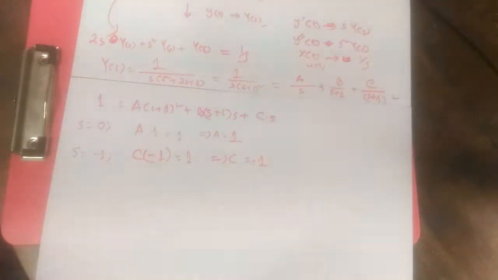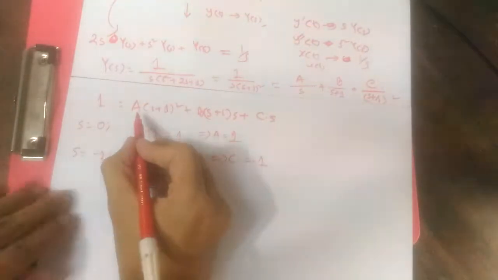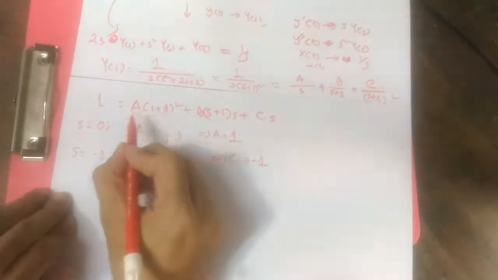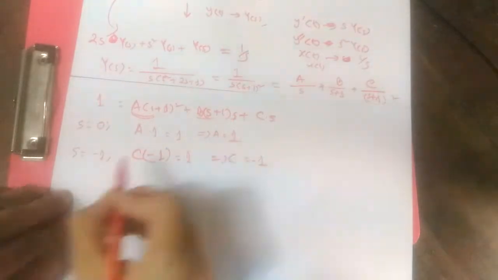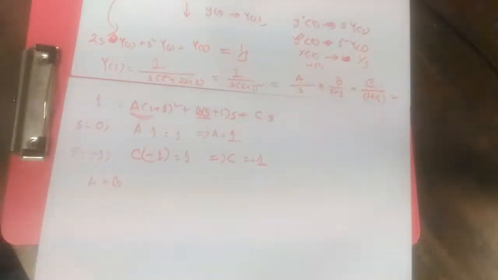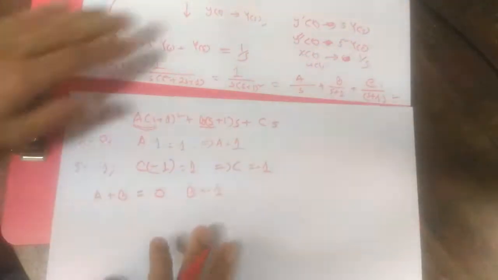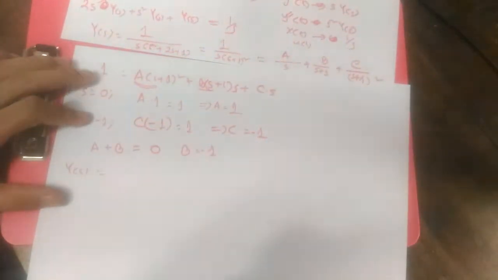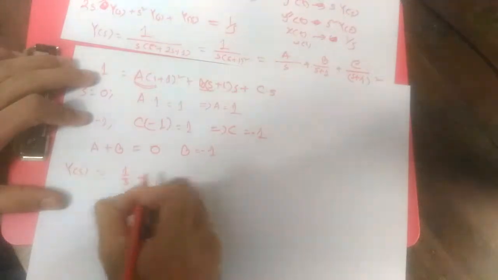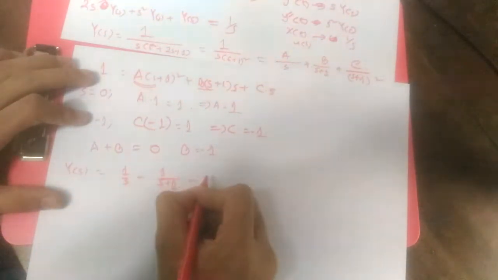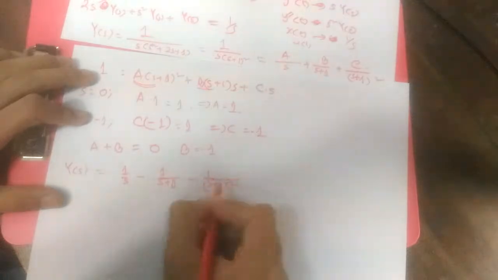Now to find the value of b, we need to equate some terms. If we equate the s square terms, there is an s square here and a b s square here, so a plus b are the only coefficients of s square terms, and on the left hand side there is no s square term, so it's 0. So b is also going to be minus 1. If we substitute the values of a, b and c, we see 1 by s minus 1 by s plus 1 minus 1 by (s plus 1) square.